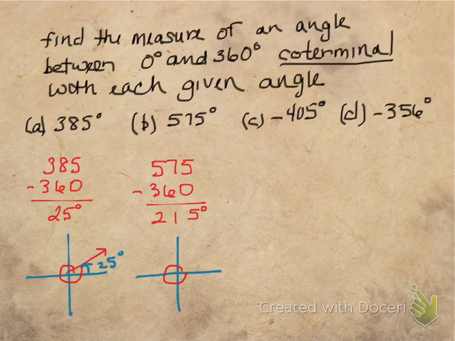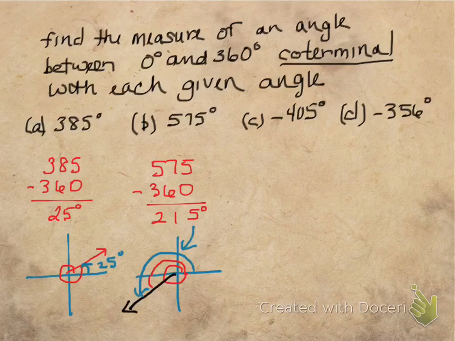Again, for the 575, definitely more than 360. I know I'm going to go around more than once. So I've gone full circle, 360. How much further? Well, I have to go another 215 degrees, actually. So that's another 180, and we need a little bit more than that, and we are at 575 in red. Now the blue line is me indicating the 215 degrees.